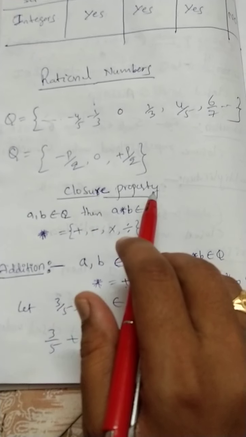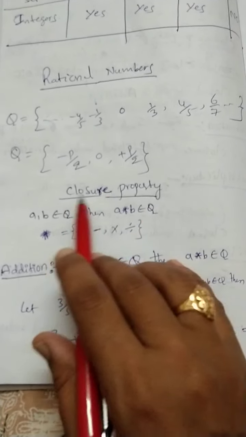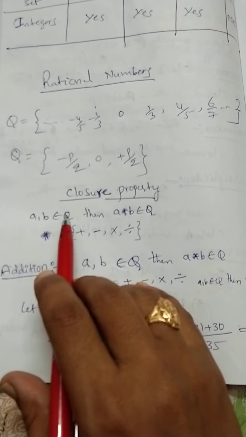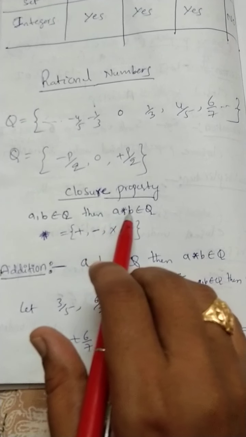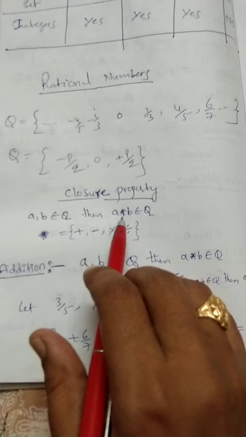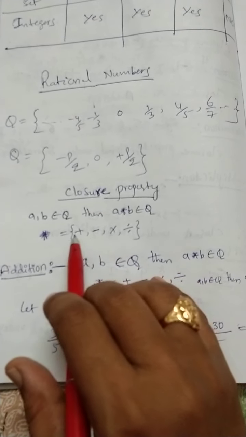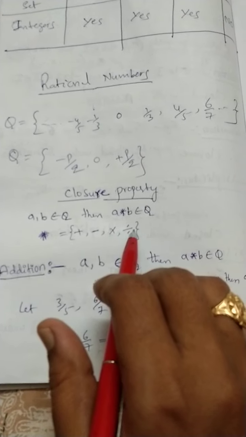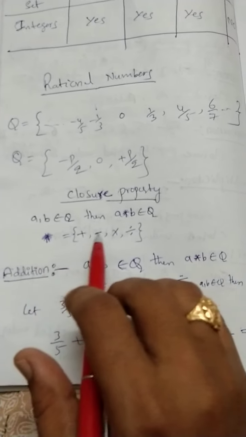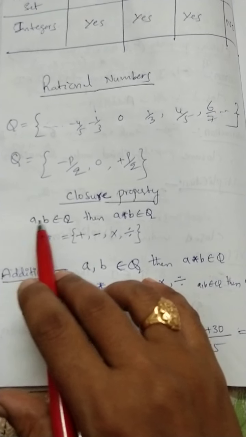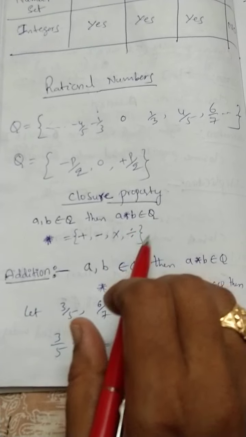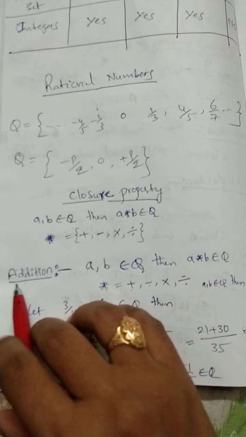The first property is the closure property. The general statement of the closure property: if a, b belongs to Q, then a star b belongs to Q. Star indicates the operation symbol: addition, subtraction, multiplication, division. With respect to the operation we should take that sign. If any two rational numbers are added, then the sum is also a rational number. That is the closure property under addition.